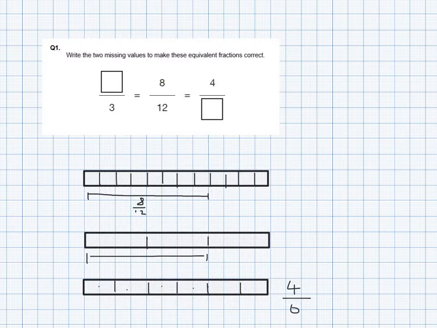If we look back up at the top here, to get from 12 to 3, I would divide by 4. So the pieces get 4 times smaller, so I need 4 times less of them. So I divide the top by 4 as well. So 8 divided by 4 will give me 2/3, which is what we can see in our diagram here.